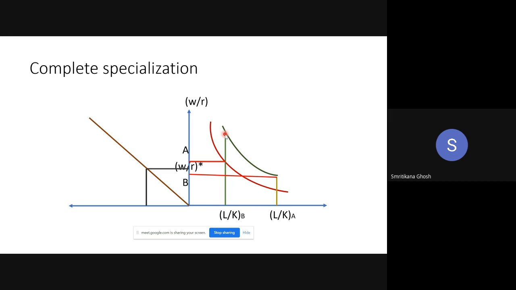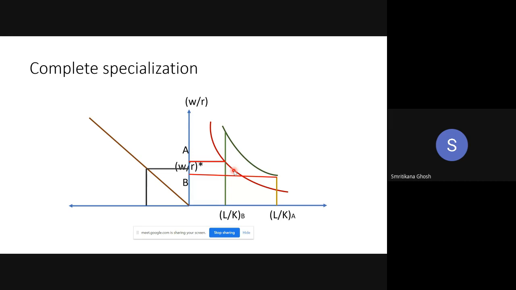Now what about country B? Again, country B is also trying to come back to W by R star, but he cannot. So max to max he can come to this level. And as he is following this wage rental ratio, with all of its resources he is producing only Y, and Y is capital intensive. So again, country B is also following the HO theorem. Both countries are following it: you are labor abundant, you should produce the labor intensive commodity more; you are capital abundant, then you should produce the capital intensive commodity more. So they are following the theorem.